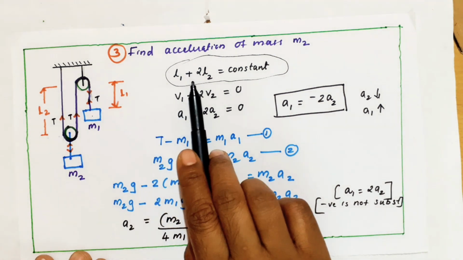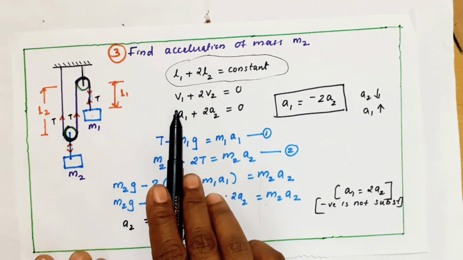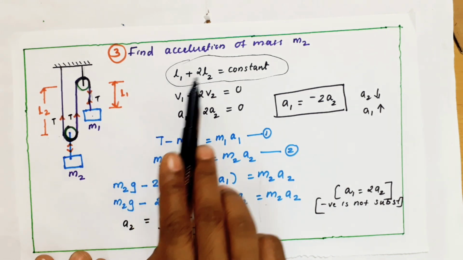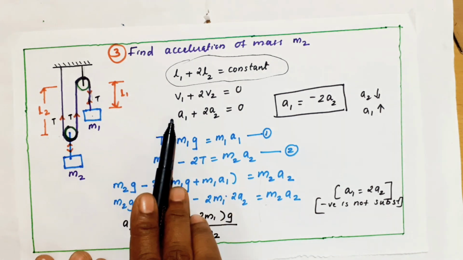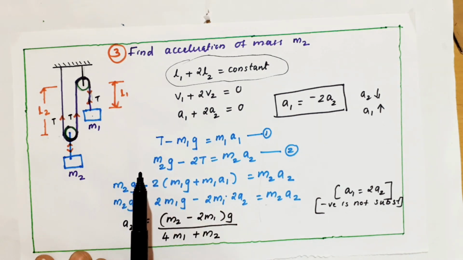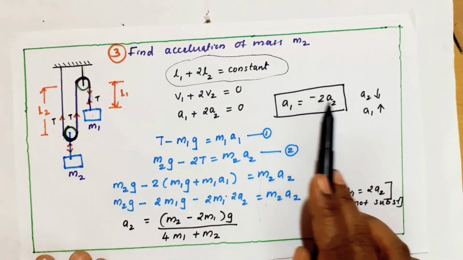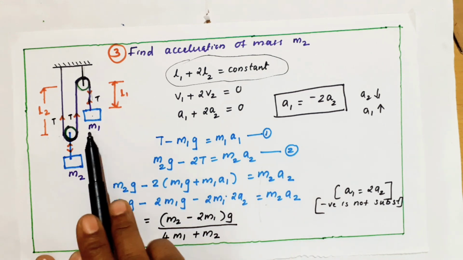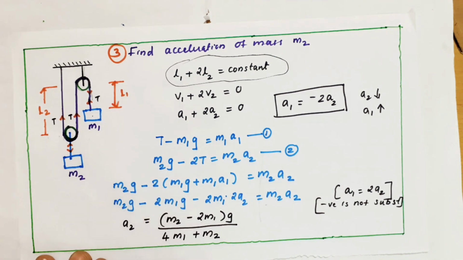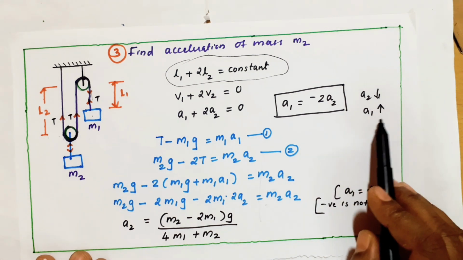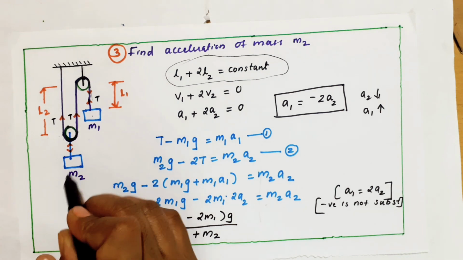So we can take here L1 plus 2 L2 is constant. If you differentiate length, we get velocity. So the differential of L1 is V1, the differential of L2 is V2, and here 2 is there. If you differentiate one more time, from velocity we get the acceleration. So from this, I understood that A1 is equal to minus 2A2. It means that if the acceleration of this block is upward, the acceleration of the other block will be down. So A2 is down means A1 will be up. Clear?